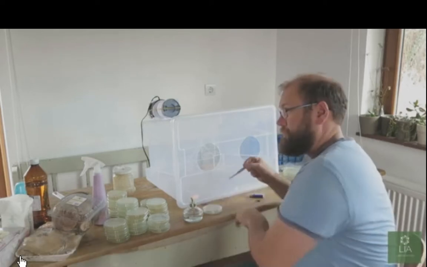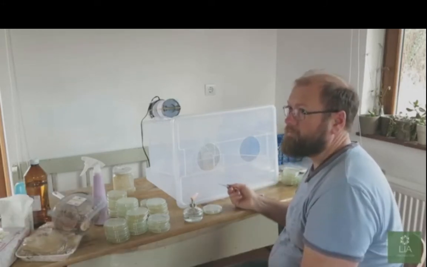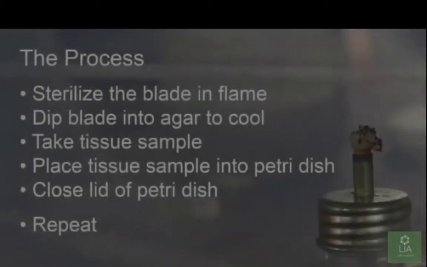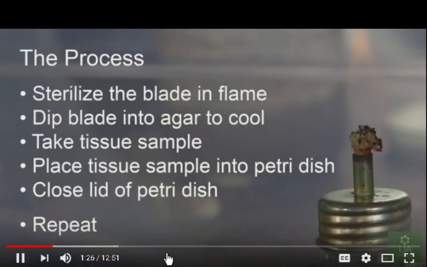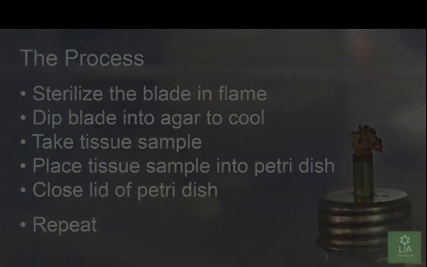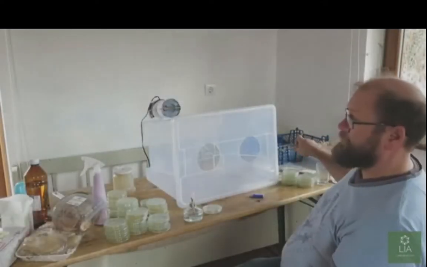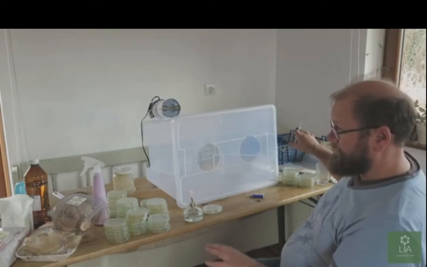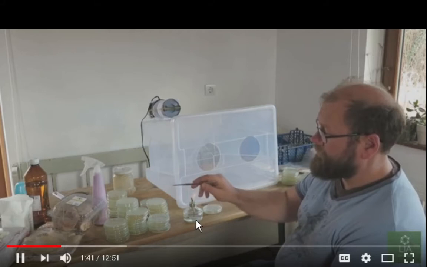Then tissue sample, Petri dish, and then repeat the process. Okay. And that's all we need, blowing across that flame. Dip, place tissue, Petri dish, close lid, rinse and repeat. So we've got various agar mycelium that we found in the forest this morning, and we're also going to take tissue samples of various mushrooms.